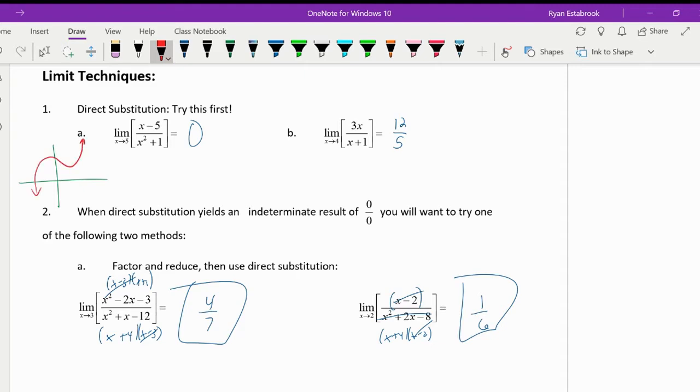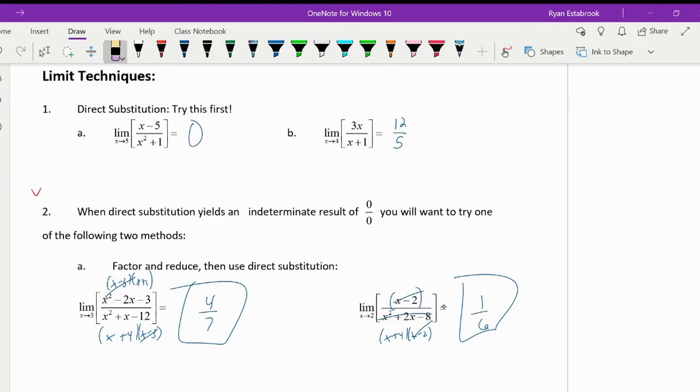I don't even know. But as x is approaching 5, since the function is continuous, I know that the limit as x approaches 5 is going to be the same as the value of just putting 5 in. So if I plug it in for the numerator, I get 0. If I plug it in for the denominator, I get 26. 0 over 26 is equal to 0.